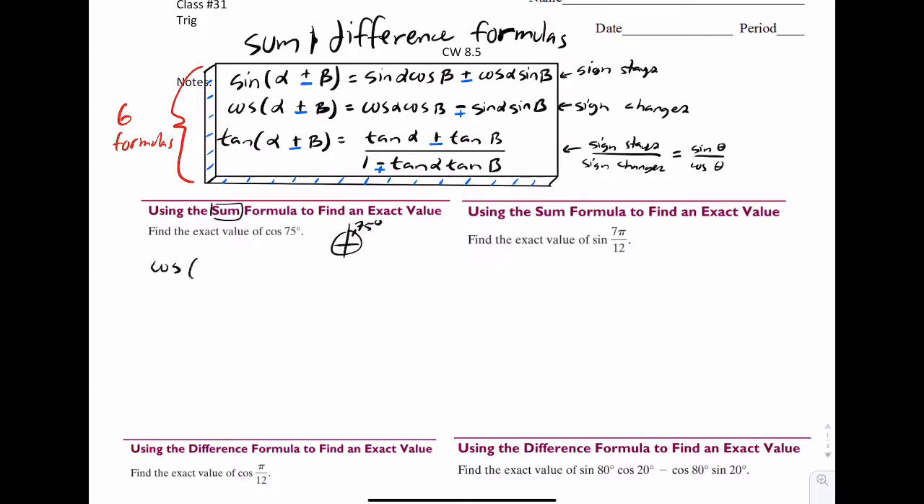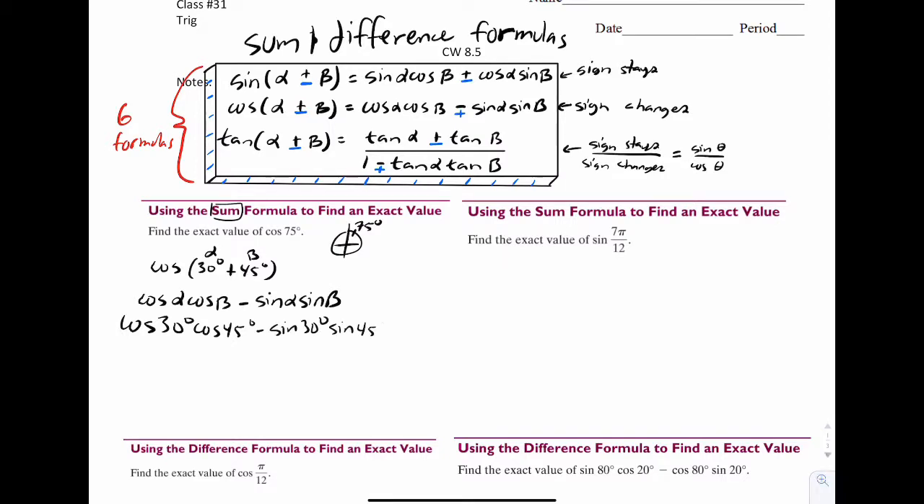We can think of 75 as 2 angles we do know that add to 75. So quickly, let's think of 30 and 45. This is your alpha and beta, and let's plug it into your formula. Cosine alpha, cosine beta. So I'll write it out for you, but you don't have to do this once you're good at this. Minus sine alpha, sine beta. That's just cosine 30, cosine 45, minus sine 30, sine 45.